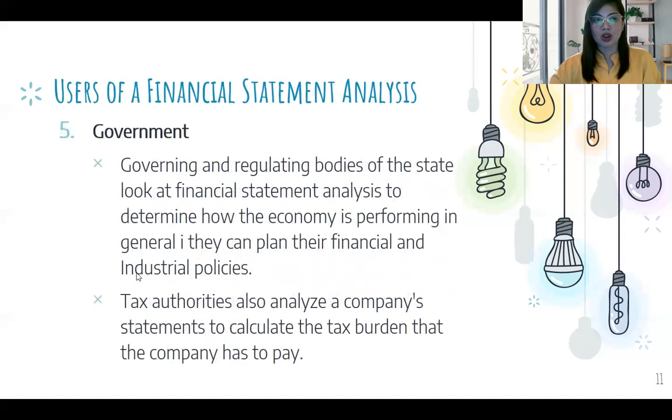Number 5, the government. So the governing and regulating bodies of the state look at financial statement analysis in order to determine how the company is performing in general. So they can plan their financial and industry policies because of the financial statement analysis. Also, the tax authorities will analyze a company's statement to calculate the tax burden that the company has to pay. The government falls under the external users.